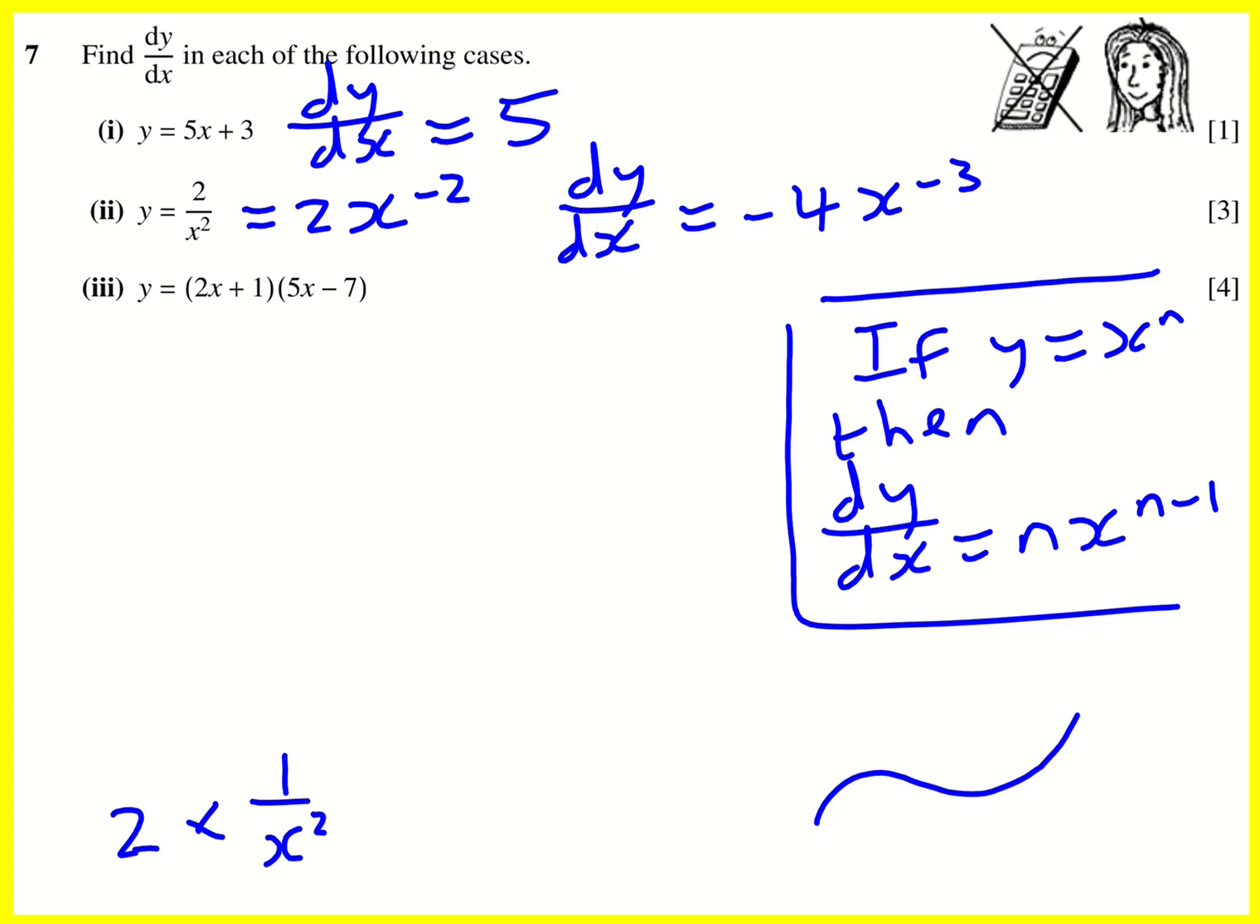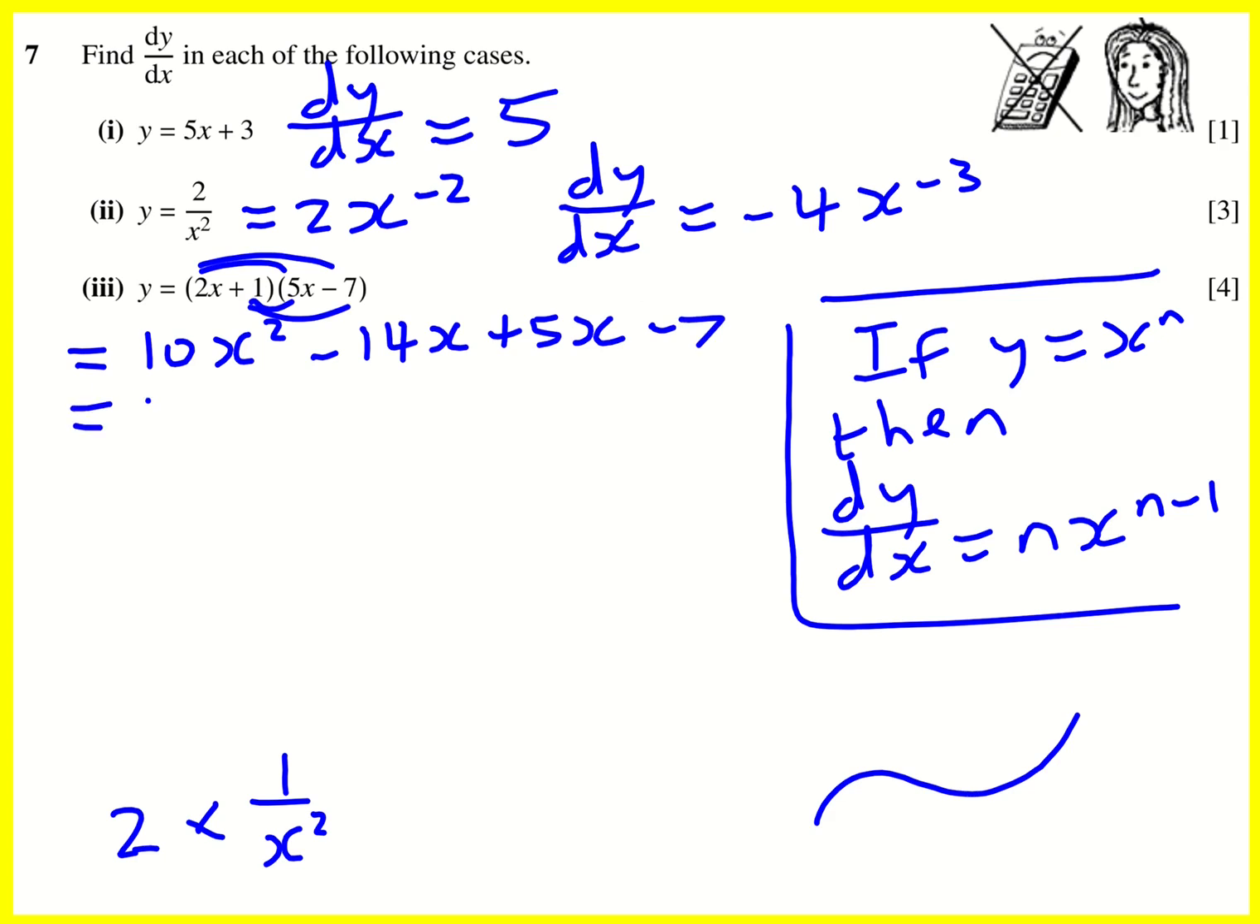Last one's a bracket. So first we need to get it in the form x to the n. So first things first, let's expand the bracket. So I'm going to get 10x squared when I do 2x times 5x. I'm going to get minus 14x. I'm going to get plus 5x and then minus 7. Before I differentiate, let me just tidy this up. 10x squared, that's going to become minus 9x minus 7, and we're nearly there.